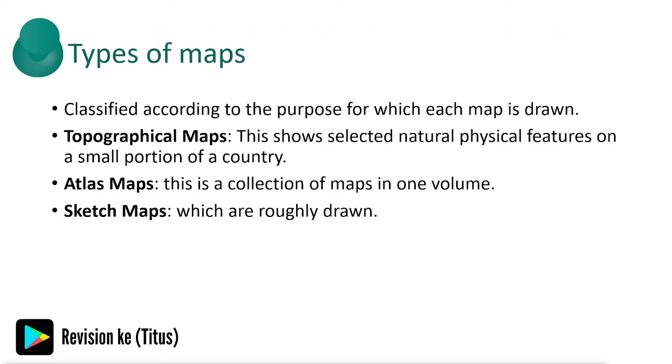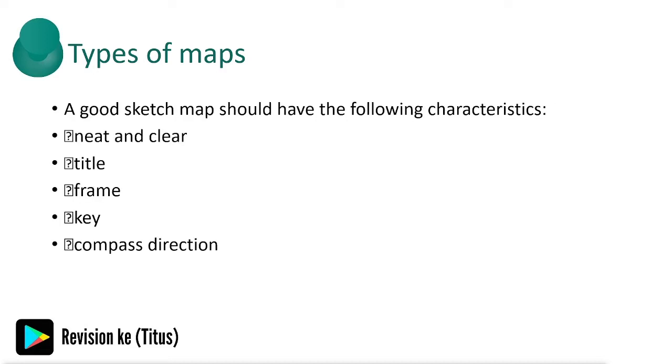So types of maps, they are classified according to the purpose for which each map is drawn. For instance, topographical maps, they show selected natural physical features on a small portion of a country. Atlas maps, these are a collection of maps in one volume. Sketch maps, which are roughly drawn. So types of maps, we've looked at that.